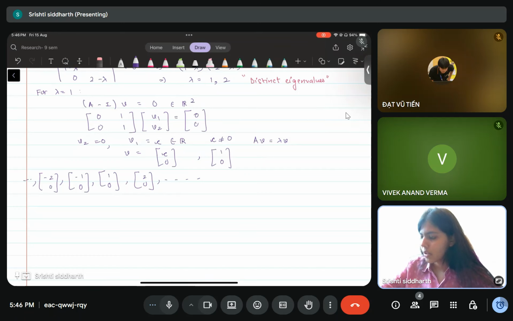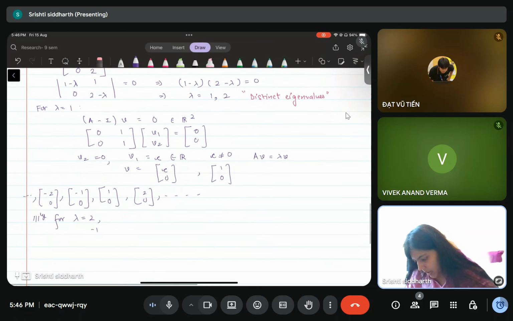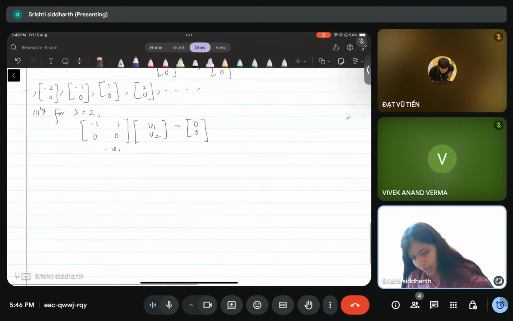All right. So similarly for lambda equals 2, it's going to be (-1, 1; 0, 0). So in this case, this is simply minus v1 plus v2 equals 0. v1 equals v2, let's say some constant c. So the eigenvector is a multiple of the vector (1, 1).